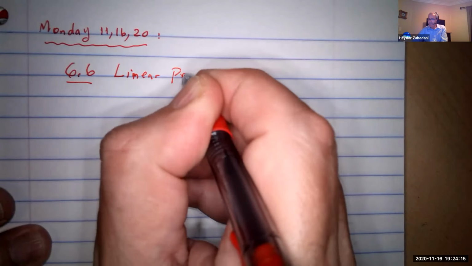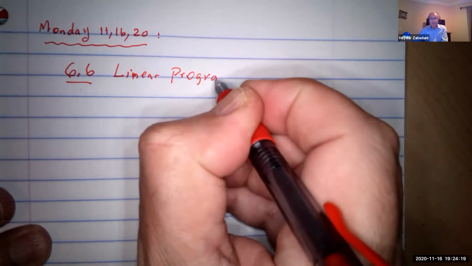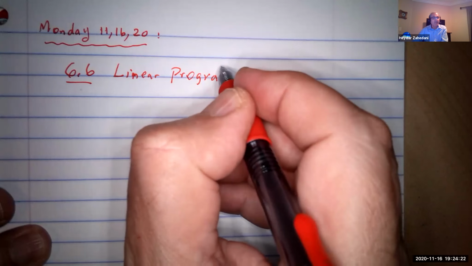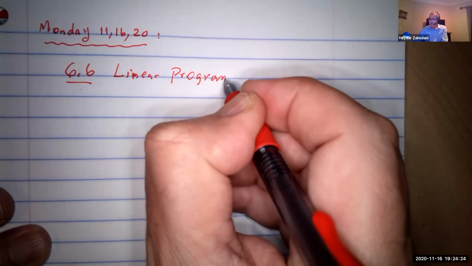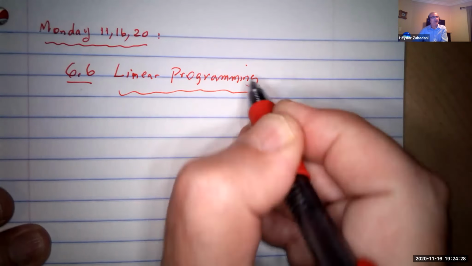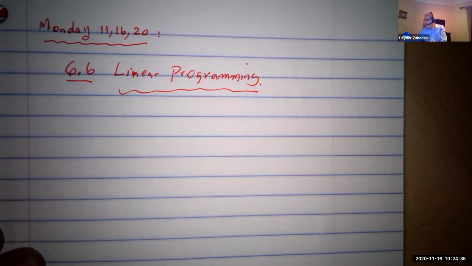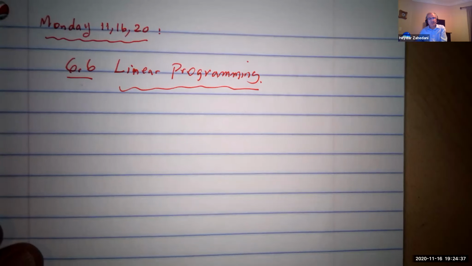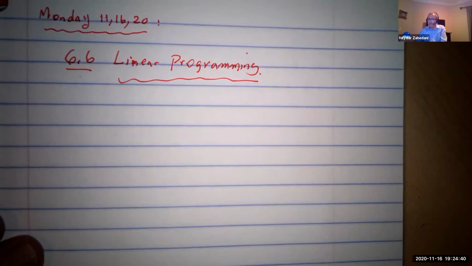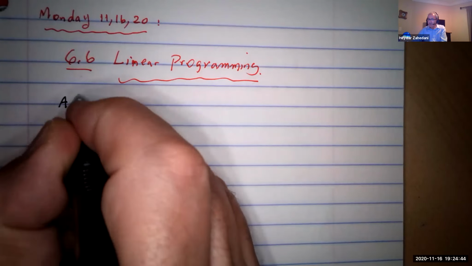This is linear, and this is programming. What is the idea of linear programming? I have to explain the problem in full detail, and then we go for it. Let's explain it as we go on. We write it: a linear programming.